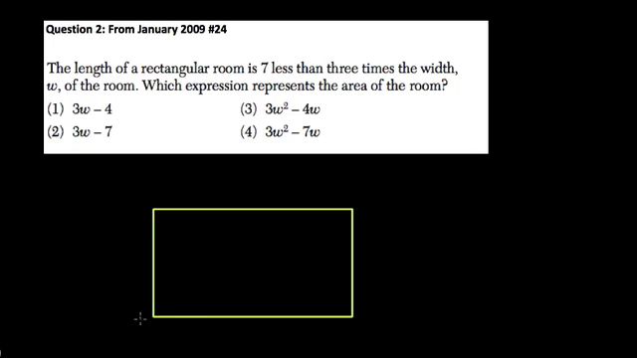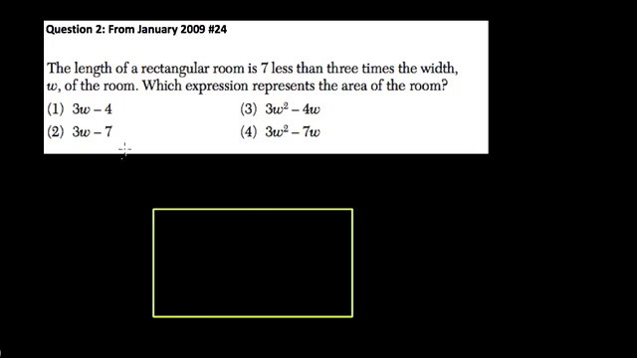We're going to deal with this problem right here. It's actually a pretty typical type of algebra problem dealing with area. So Tim, do you want to read the question for us? Sure. The length of a rectangular room is 7 less than 3 times the width, which is W, of the room. Which expression represents the area of the room?